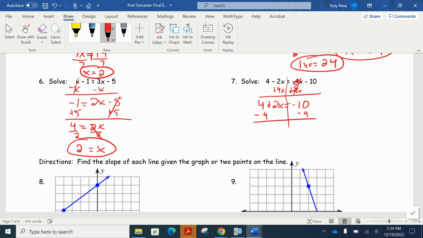Next step would be to subtract that 4 over. So that 2x would be a -14. Divide by 2. And our answer to that is -7.